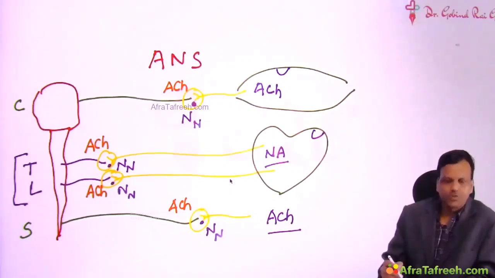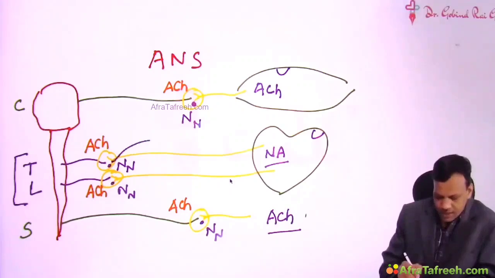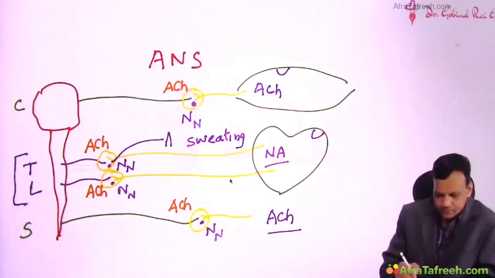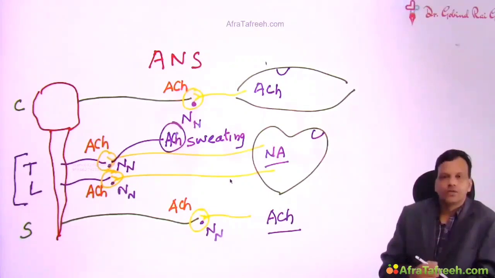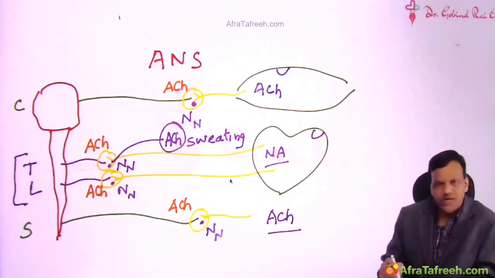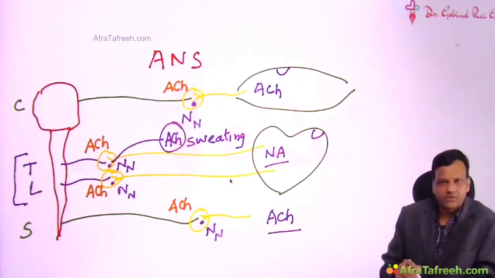The most prominent exception you need to remember is the sympathetic supply to sweat glands. Sympathetic fiber going to sweat glands secretes acetylcholine. Most of the sympathetic postganglionic fibers secrete noradrenaline, but the sympathetic fiber to the sweat glands secretes acetylcholine. So sweat glands have sympathetic cholinergic supply. So this is the basic architecture.